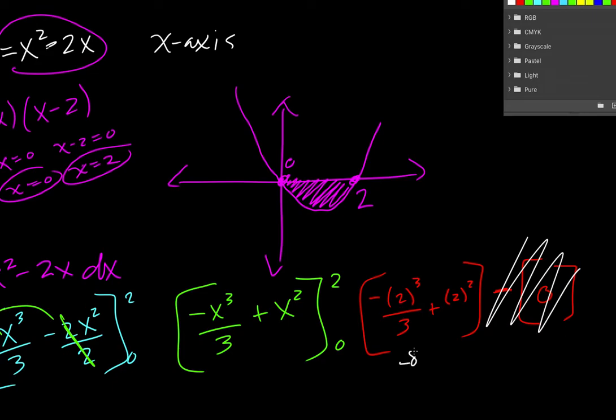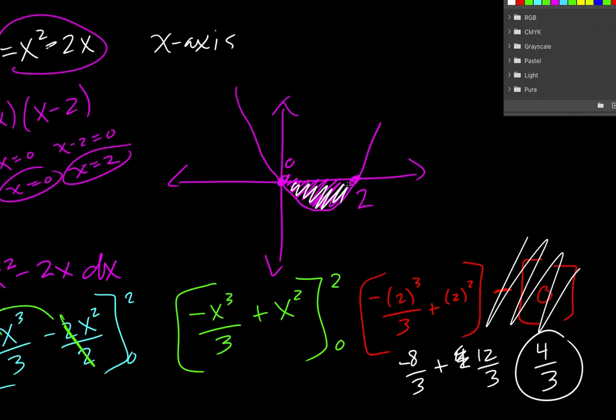Okay, this is going to give me negative 8/3 plus 4. And so I'm going to think of the 4 like 12 over 3. And then I add those together and I get 4/3. So the area under the curve right here is 4/3 units squared.